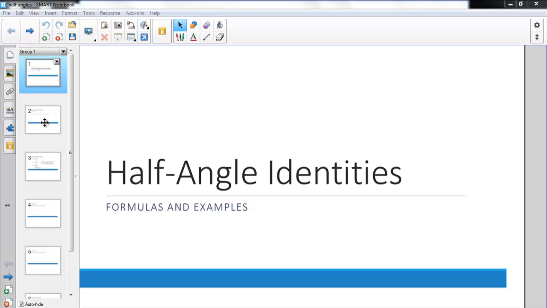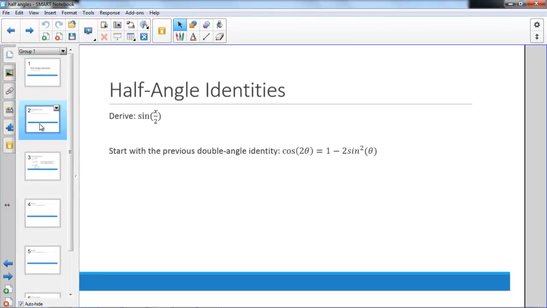In this video, we're going to talk about half-angle identities. We're going to look at the formulas and then do some examples. So first, just so you can see where sine of x over 2 comes from, I'm going to derive it for you.